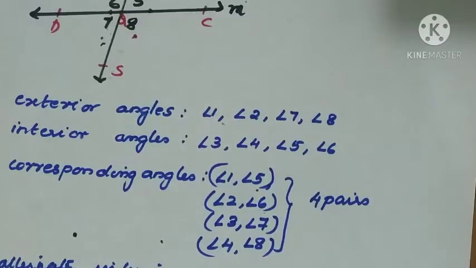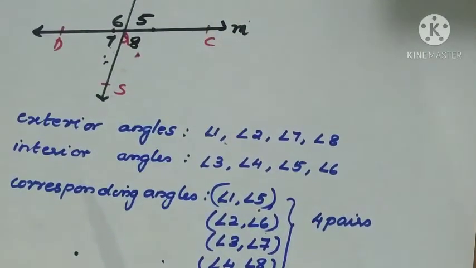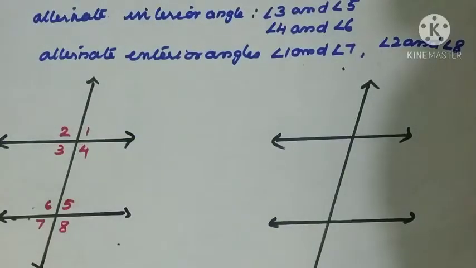Now what is the next concept? Alternate interior angles. Alternate interior angles means, first of all, it should be interior. Which are the interior angles? Angle 3, 4, 5, 6. Let us see the diagram now.